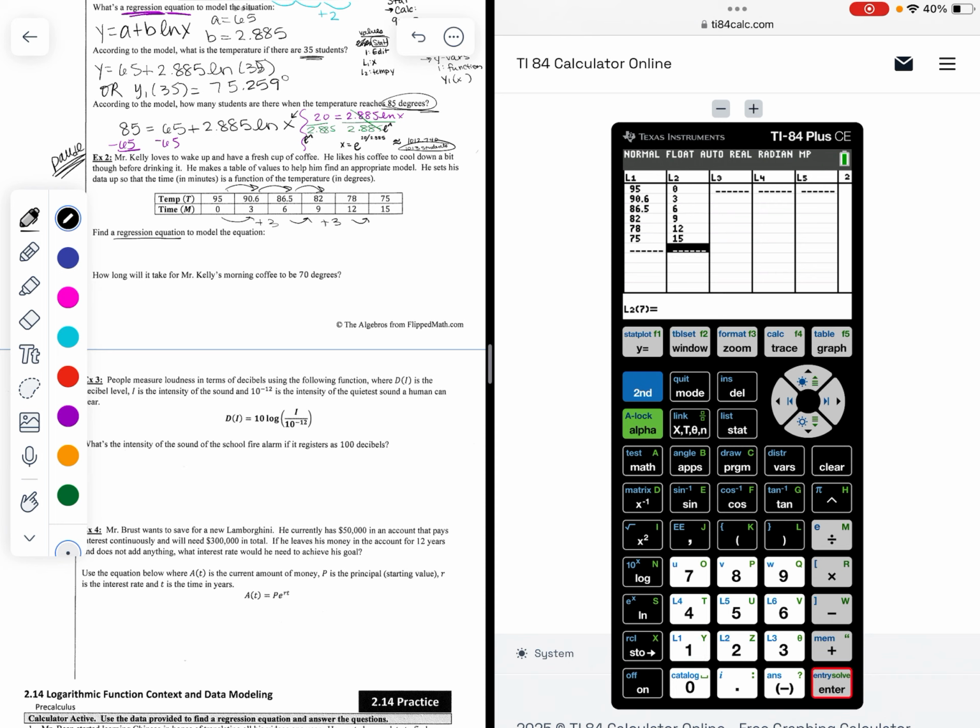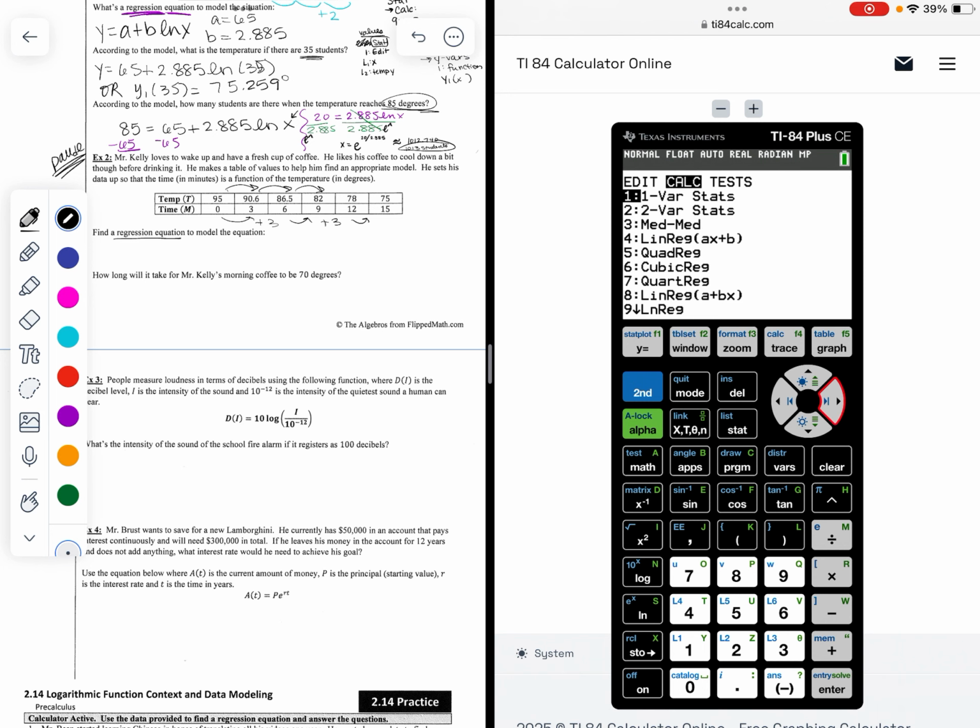Once we have that, we're going to go ahead and find that regression equation. So again, you're going to go to Stat, Calc, and then go to option number 9, which is the natural log regression. Again, it's asking you, where's your X list? We know we put ours in list 1.